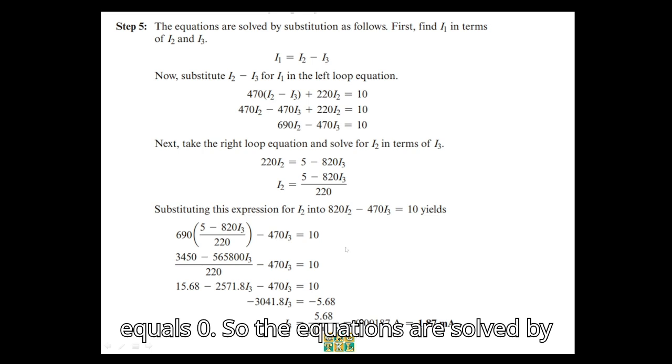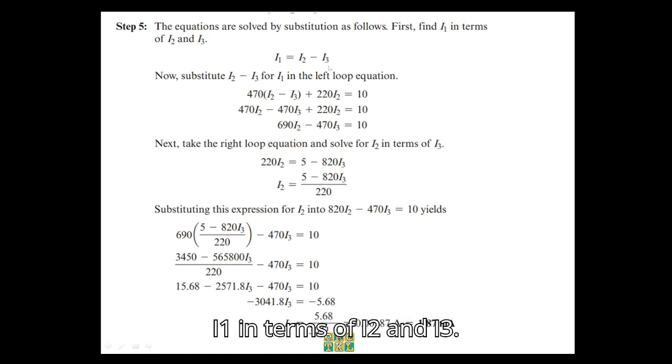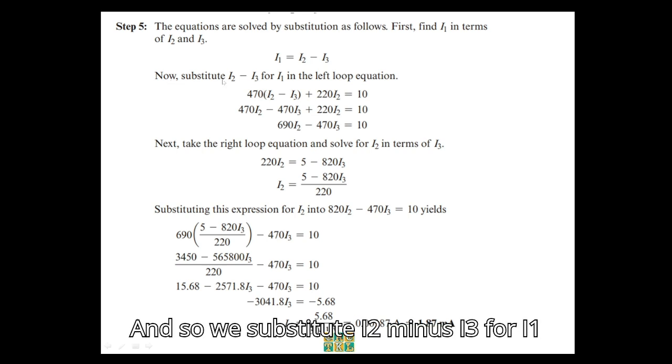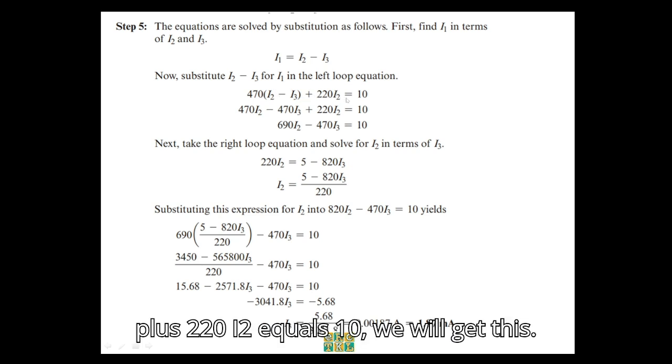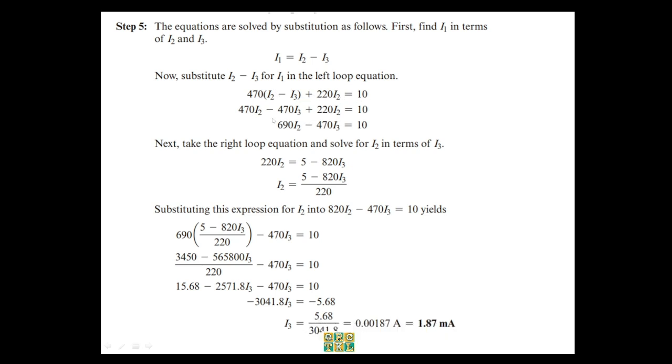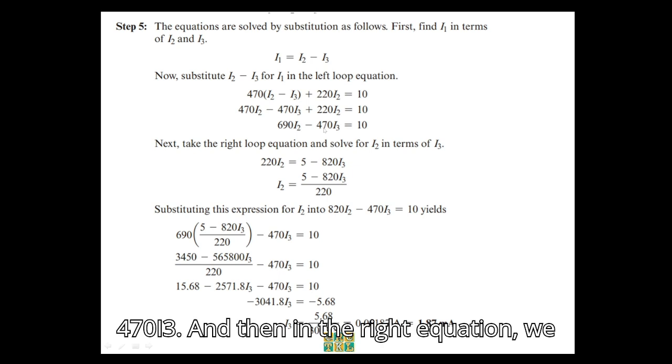So the equations are solved by substitution as follows. First, we find I1 in terms of I2 and I3. And so we substitute I2 minus I3 for I1 in the left side of the equation. So we will get 470 (I2 minus I3), because this is actually I1, plus 220 I2 equals 10. We will get 470 I2 minus 470 I3 plus 220 I2 equals 10, or 690 I2 minus 470 I3.